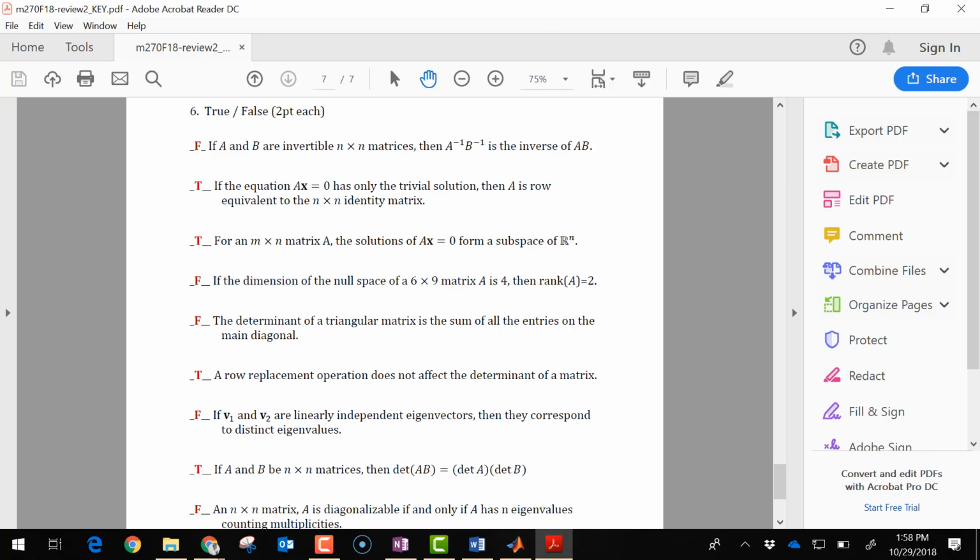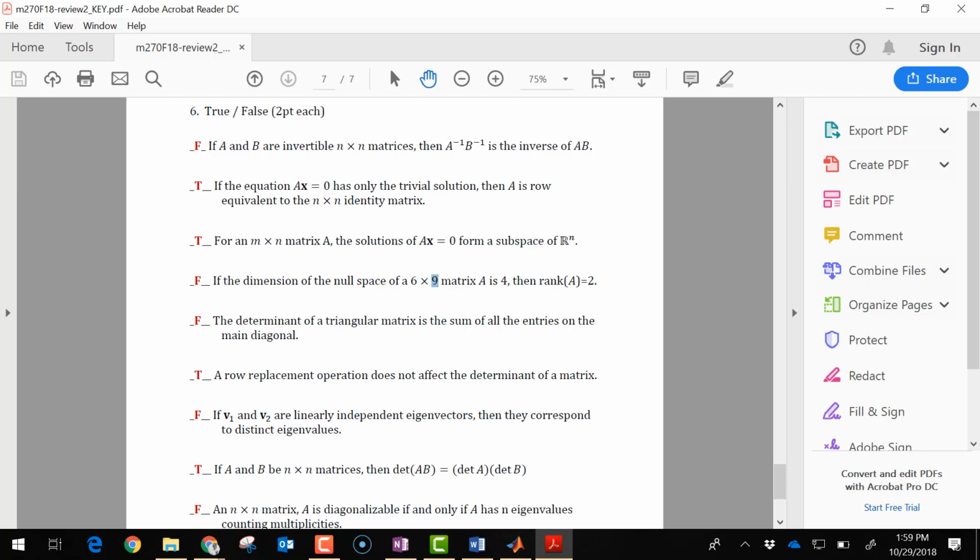All right, this one: if the dimension of the null space of a 6 by 9 matrix is 4, then the rank has to equal 2. Is that true or false? What does the rank have to be equal to? It has to add up to the number of columns. The rank theorem says that the rank of A plus the nullity is equal to the number of columns, so it has to equal 9. 4 plus 2 does not equal 9.